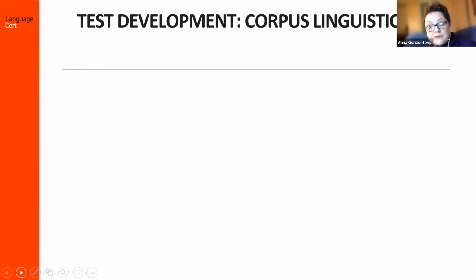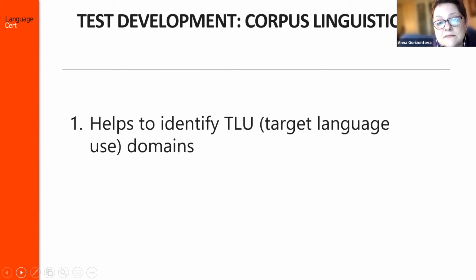In test development, probably the major changes are connected with the use of corpus linguistics, because it is needed to identify what is called TLU, target language use. So basically what we are going to test, right? So what people at this level should be able to understand in terms of listening and reading, what they should be able to produce if we talk about productive skills. And as you know, language corpora are enormously huge databases. And you can play with them in very different ways.